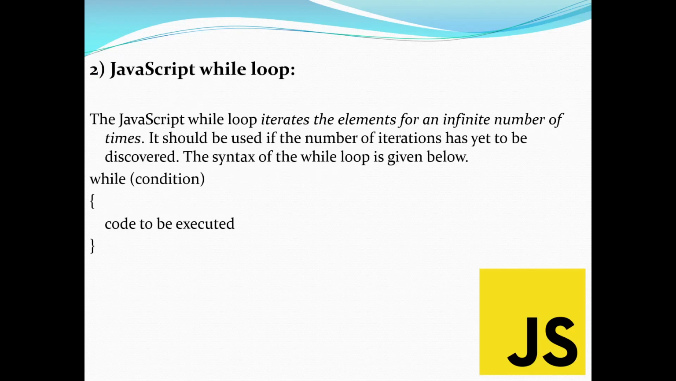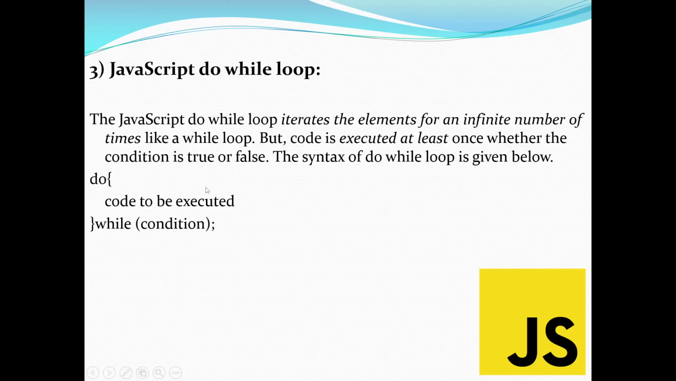Next is the JavaScript while loop. In that, first we write the while keyword. In while we give the condition. After that, the code to be executed will come, whatever code you want to print. So in that you put the condition, then the code to be executed. You will understand this better when we see the code in Sublime.